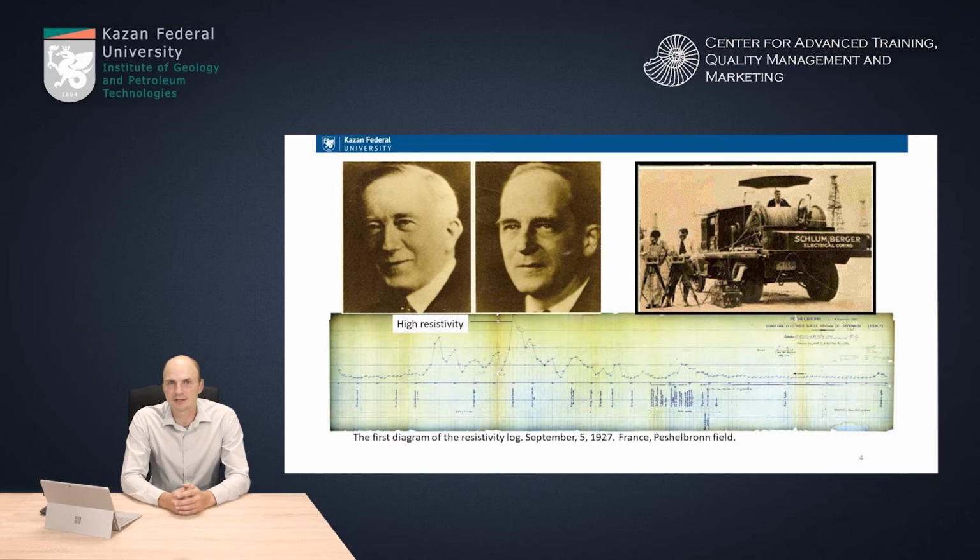And this graph describes the change of resistivity with depth. So they got the resistivity of the formation, and at a certain depth they got a high peak. And this peak they connected with the presence of oil.